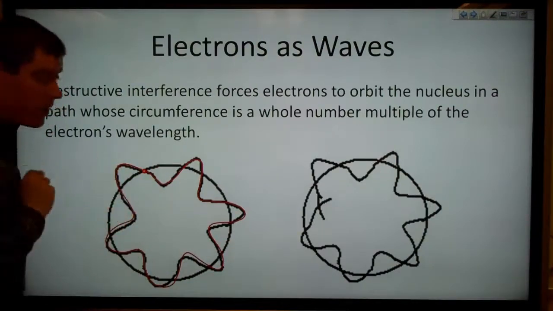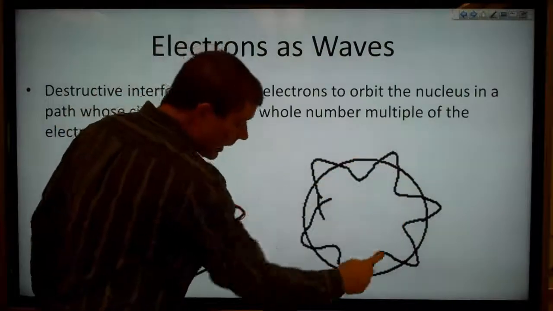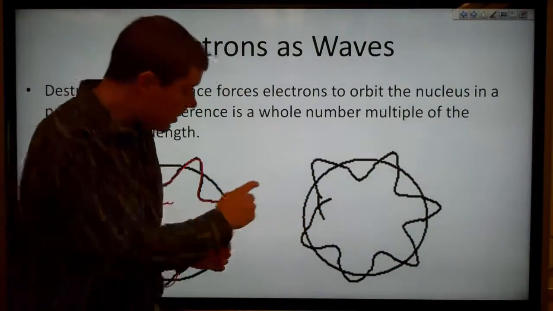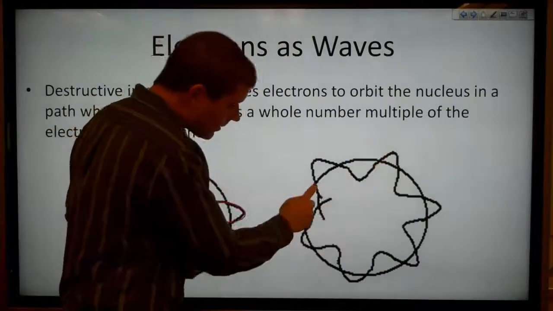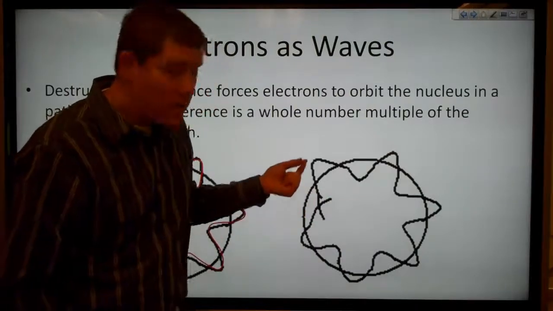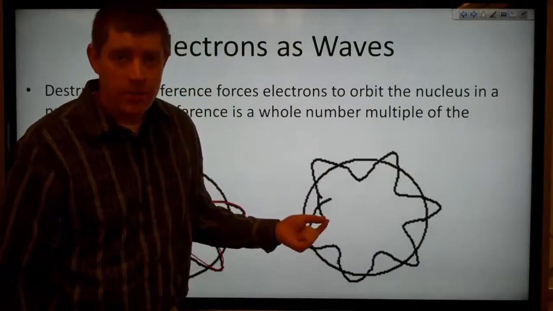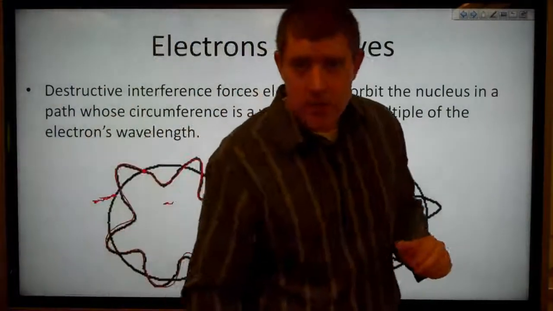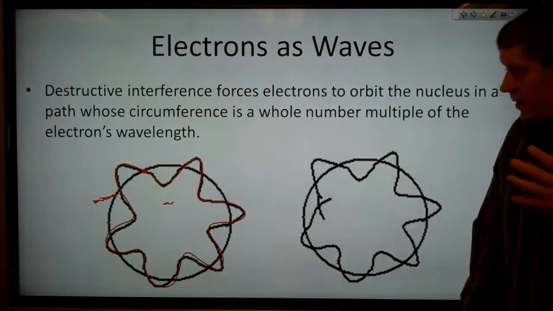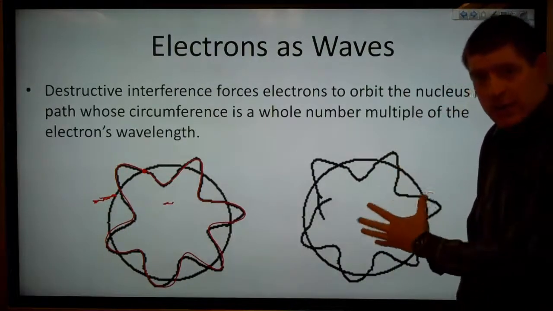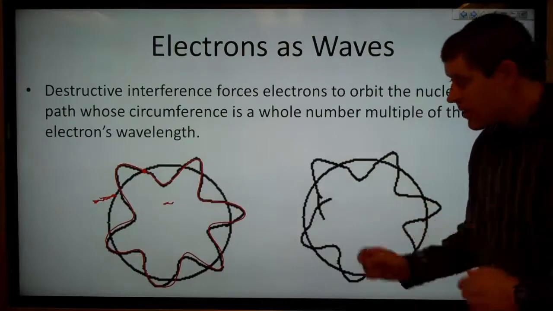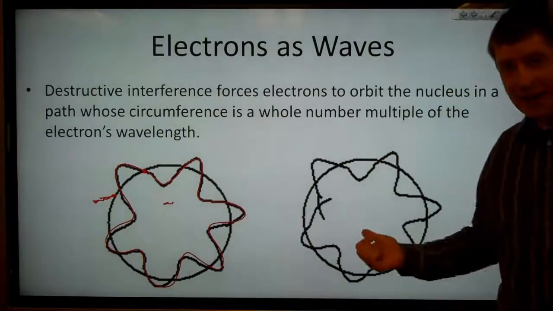If it's slightly off, then we have a case like this, where when we get back to the beginning, we're at a different place than we were at the start. So if we start here and go up, and we go around, well now when we end, we're down there. And that means that we'll have destructive interference, and this will basically end up being a jumbled mess. And what that means is that an electron that has this wavelength can't exist. This one can exist, but not that one.